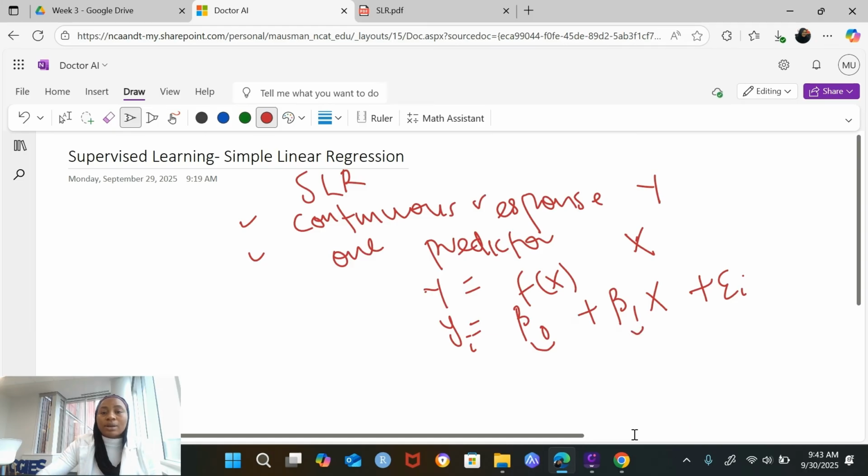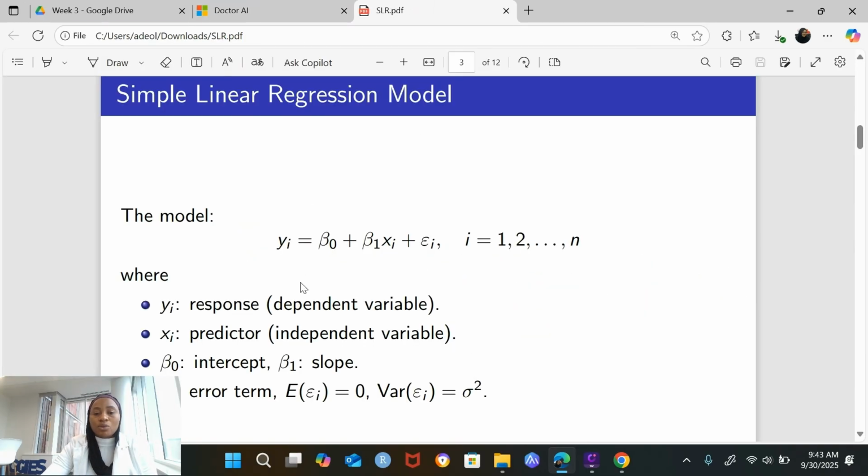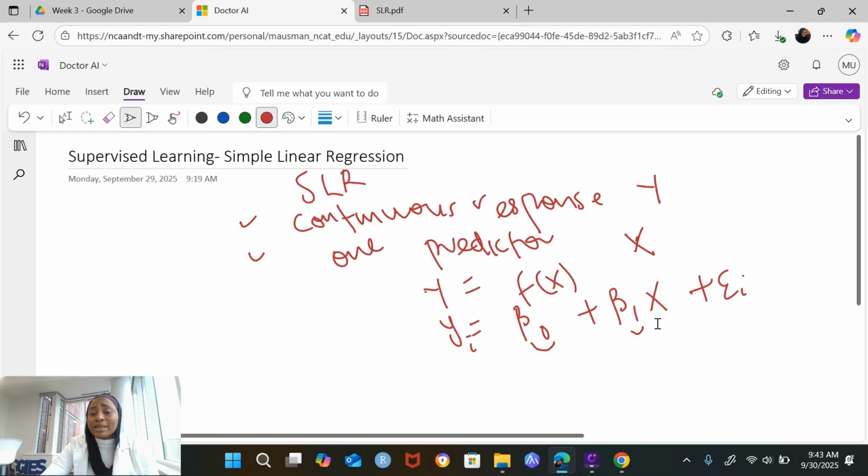Now let's go back to our class so that we understand better what we are doing. All right, so we said this is a model of the outcome variable, which is continuous, on this intercept plus the slope of the predictor variable xi plus the error terms. Now we want to talk about error terms. Why do we need to add these error terms?